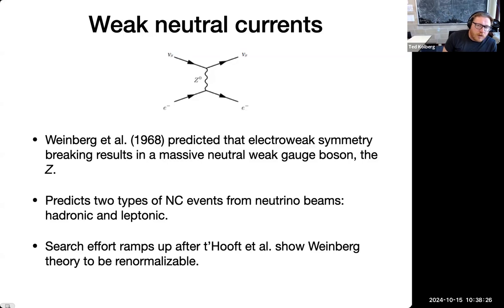There should be, for example, in neutrino beams falling onto a bubble chamber target, both hadronic and leptonic neutral current events. During this time, there's a lot of effort on the theory side to show that the Weinberg theory is renormalizable and can be used to make quantitative predictions in the relevant energy range. The success of that program is considered to be big evidence in favor that this electroweak theory is actually correct. But the ultimate proof would be to actually go out there and observe these massive vector bosons themselves. And so people begin thinking about how to do that.